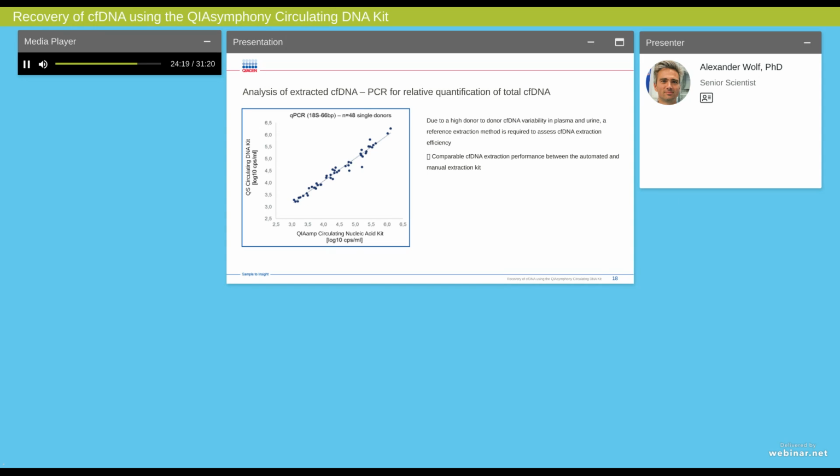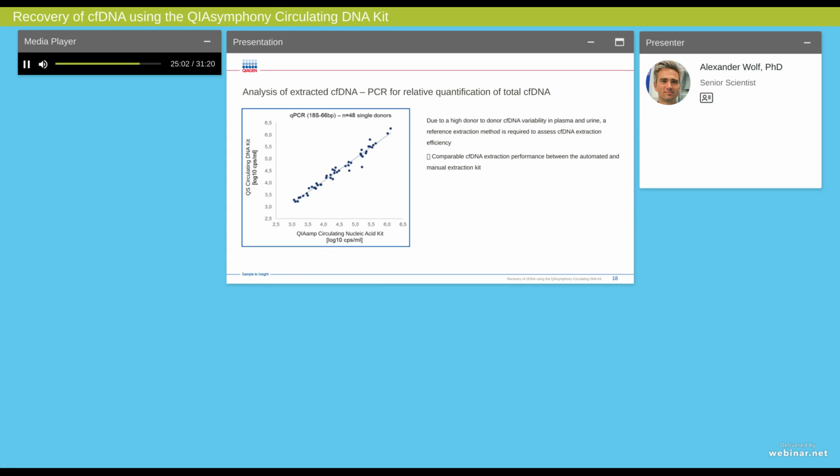A robust and sensitive quantification method for cell-free DNA is the PCR. We use for quantification a housekeeping gene, the multi-copy gene for 18S ribosomal DNA, amplifying a short amplicon of 66 base pairs to cover as much as possible of the fragmented cell-free DNA fraction. The figure here illustrates the high variability in cell-free DNA amounts, which shows, in this case, a thousandfold difference from donor to donor in this experiment, including a sample size of 48 single donors. This illustrates that usage of an absolute quantification is not possible to evaluate the extraction efficiency for an individual sample.